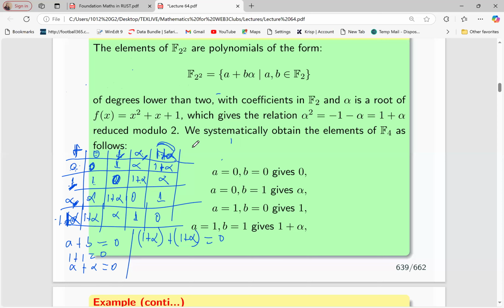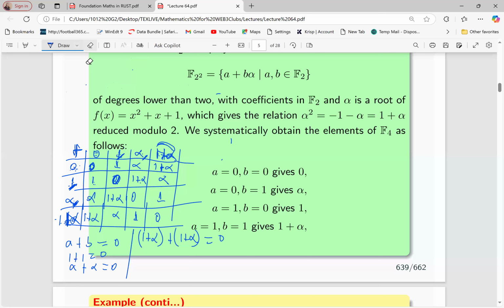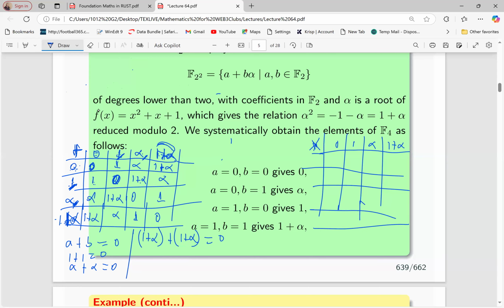Now, what about multiplication? Let's just try multiplication very fast. Let me just erase this, or I can leave it. Somebody might have a question later. 1 plus alpha, alpha, 1, 0. Multiplication. 0, 1, alpha, 1 plus alpha.